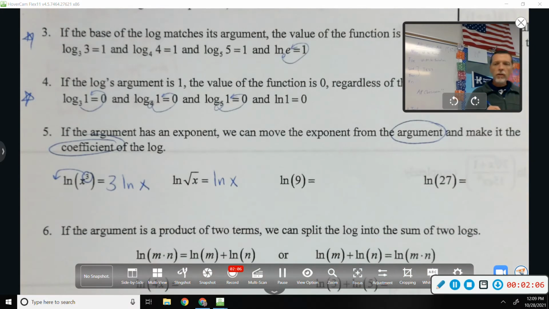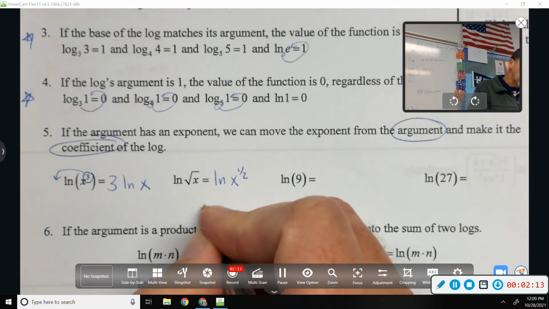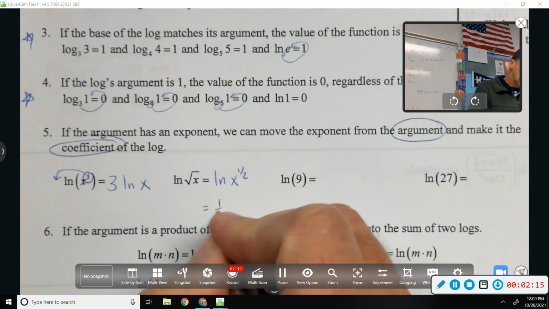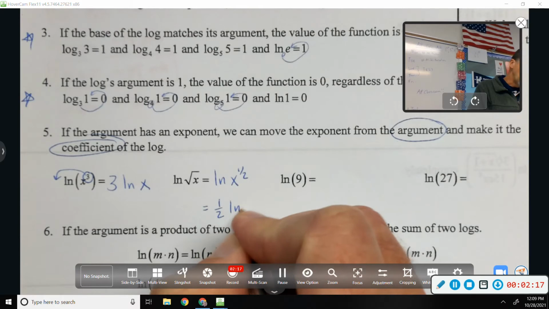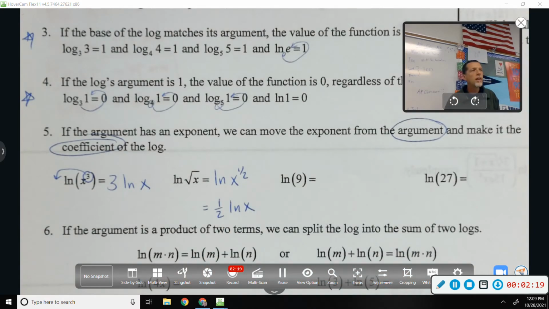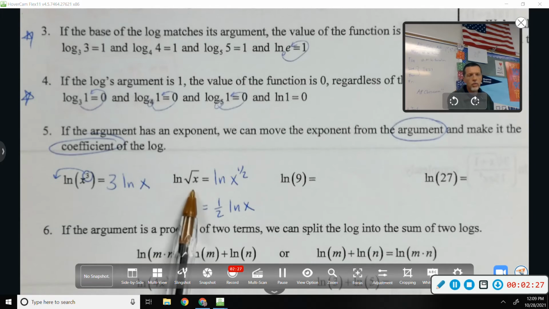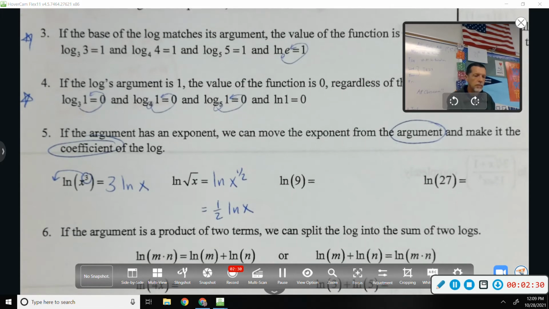All right, what power of x is the same thing as the square root? 1/2. So that's x to the 1/2, which means we can move the 1/2 down front. And even though we're not really doing much with these yet, you can imagine that it's much easier to deal with a 1/2 out front than a square root in the log.